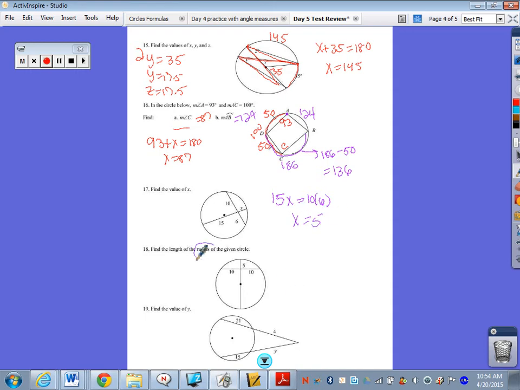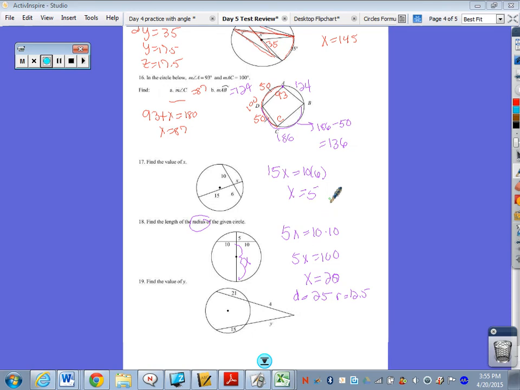For 18, we want to find the radius, but in order to know the radius for this one, I have to know the diameter. So again, it's two chords, so I'm going to do 5x is equal to 10 times 10. So 5x is equal to 100, and if you solve that, x is 20. To get the diameter, you add x and 5, so you get 25, and then the radius is half the diameter, so it's 12.5.